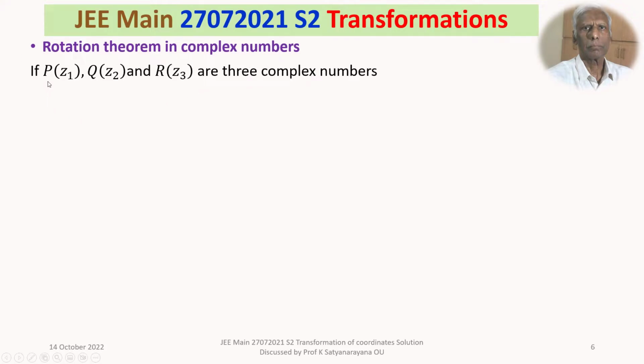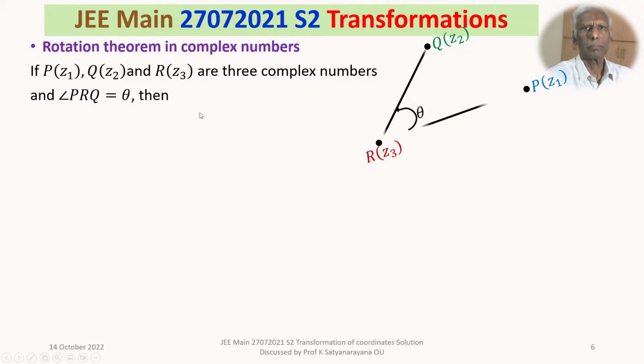If P with complex number Z1, Q with Z2 and R with Z3 are three complex numbers, and angle PRQ is equal to theta, then the rotation theorem in complex numbers states that (Z2 minus Z3) by (Z1 minus Z3) is equal to the modulus of (Z2 minus Z3) by (Z1 minus Z3) into e to the power of i theta, where theta is the angle.